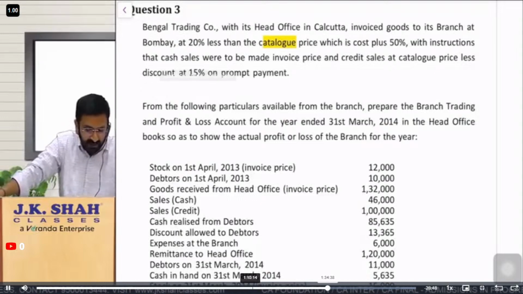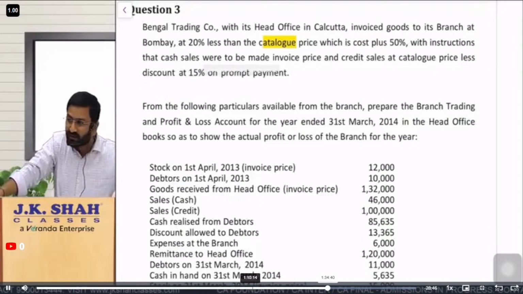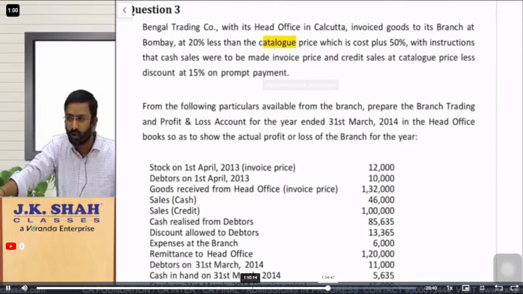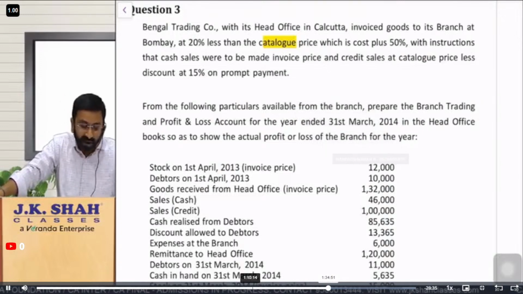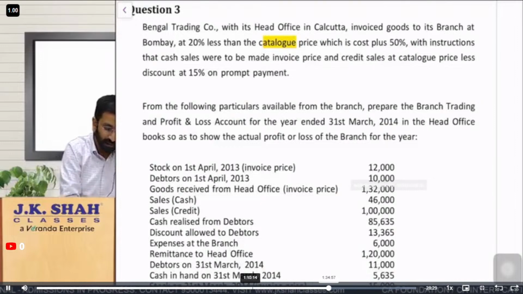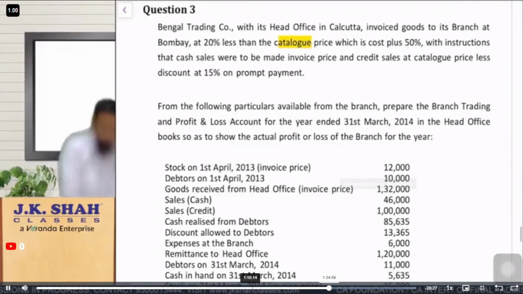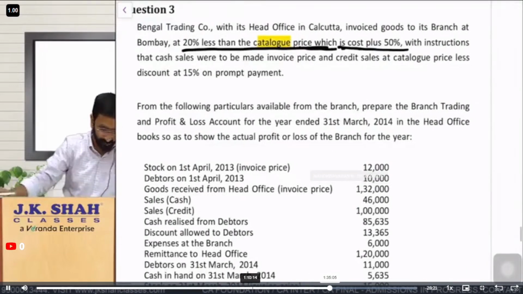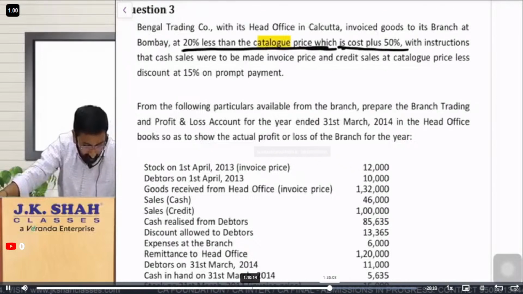Underline the entire sentence. So the invoice price is 20% less than catalog price, which means if you want to know the invoice price, first you need catalog price, and catalog price is cost plus 50%. Okay, underline that. So 20% less than catalog is IP, and catalog price is cost plus 50. Okay, continue.